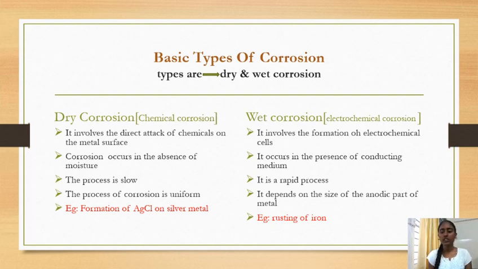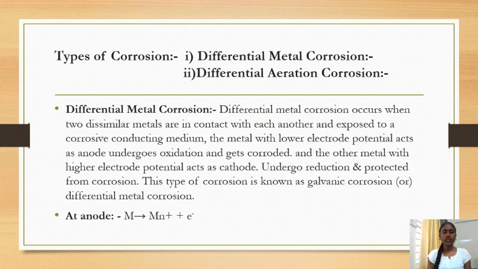It depends on the size of the anode part of the metal, meaning the corrosion process will depend on the size of the anodic part. Examples such as rusting of iron. Types of corrosion: we have two types, differential metal corrosion and differential aeration corrosion.